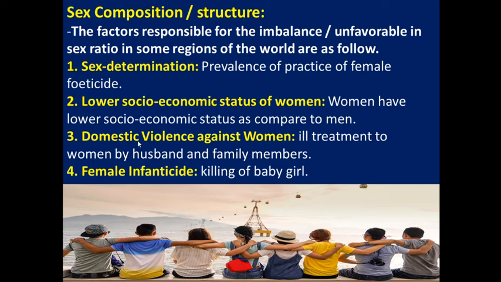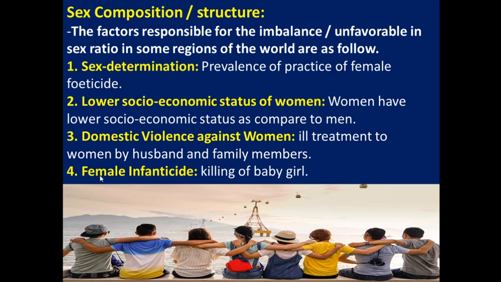The third one is domestic violence against women. That means ill treatment or abuse of women by the husband and their family members in some countries. Domestic violence in terms of physical, mental, and biological abuse. So both domestic violence against women and sex determination are related to the lower socio-economic status of women in some parts of the world.